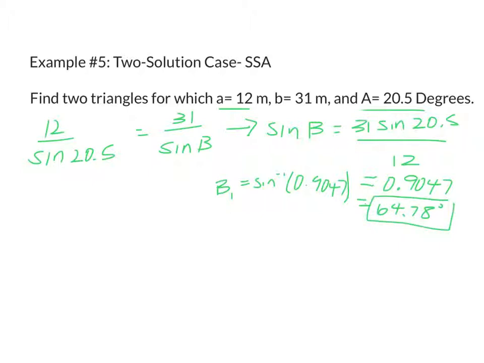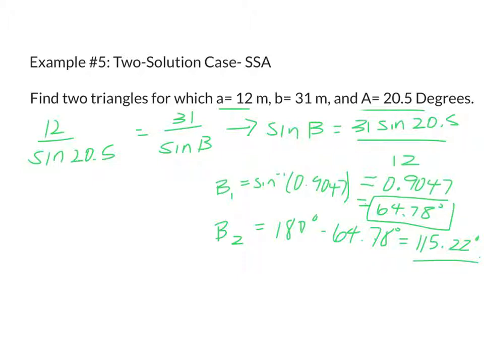Okay, but like I said, there are two of them, so to find the second B angle, I would do 180 minus that answer. So 180 minus 64.78 degrees, and you get 115.22 degrees.